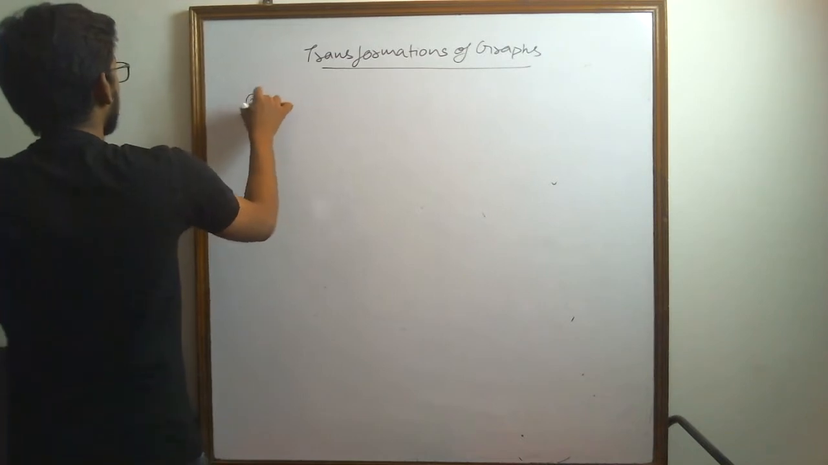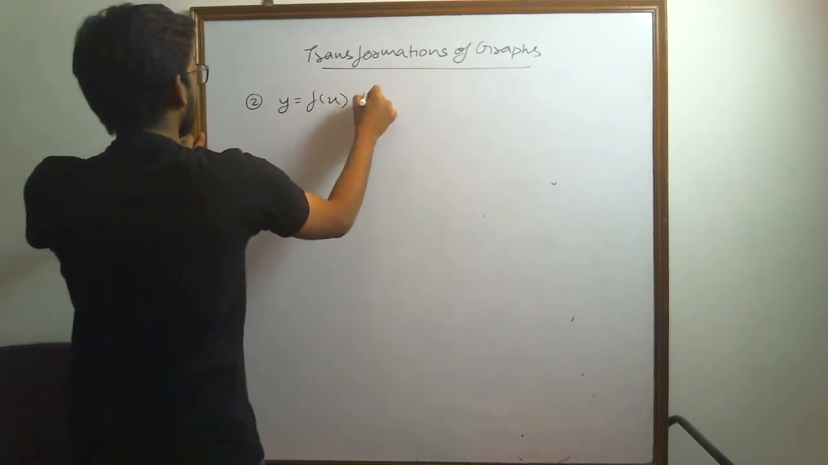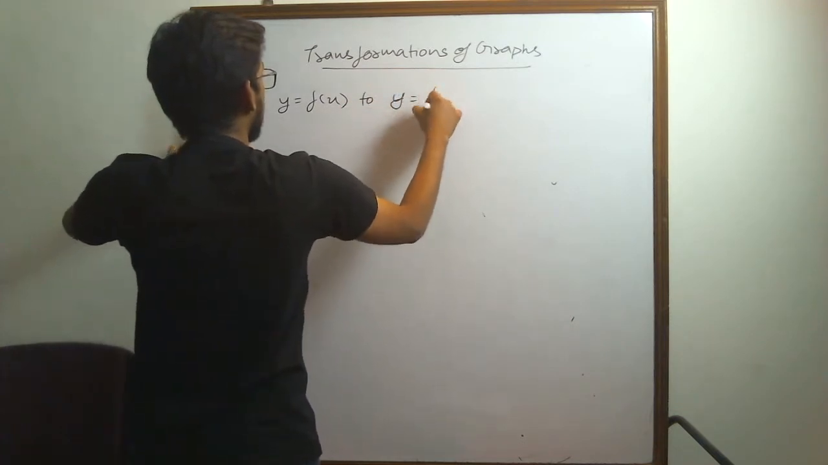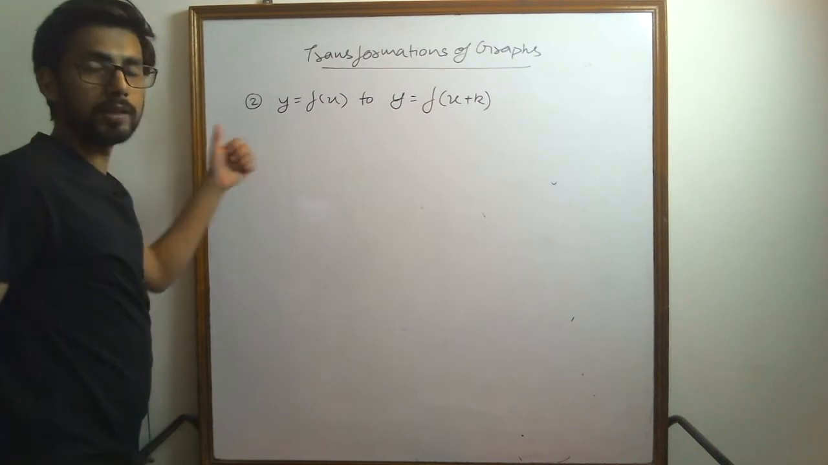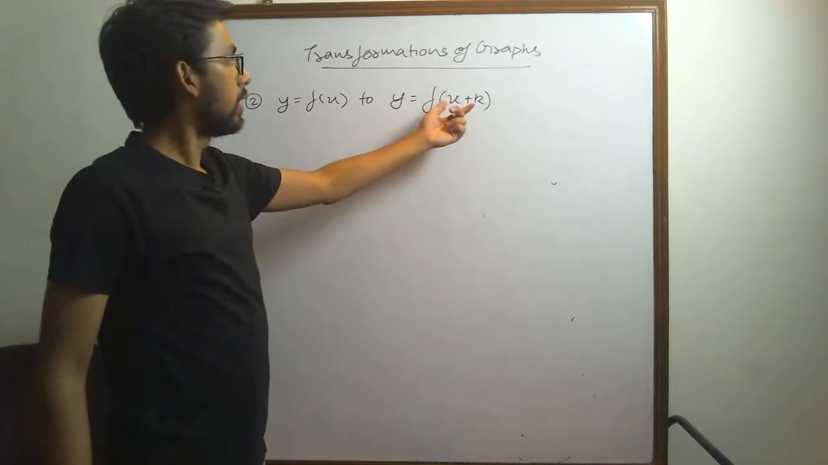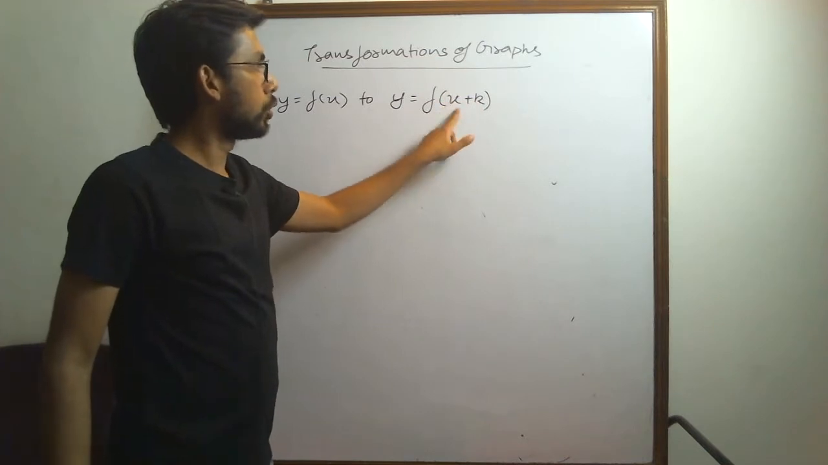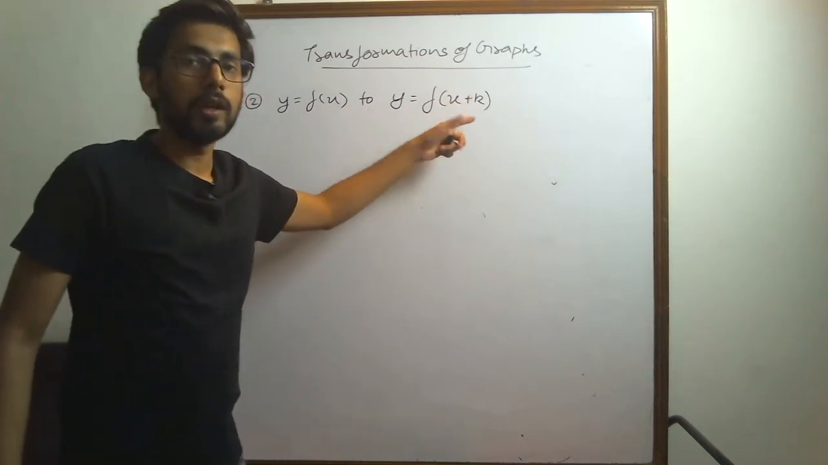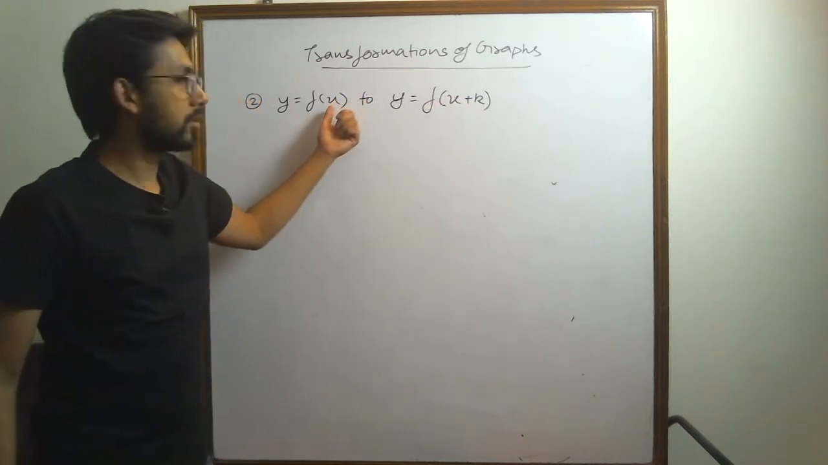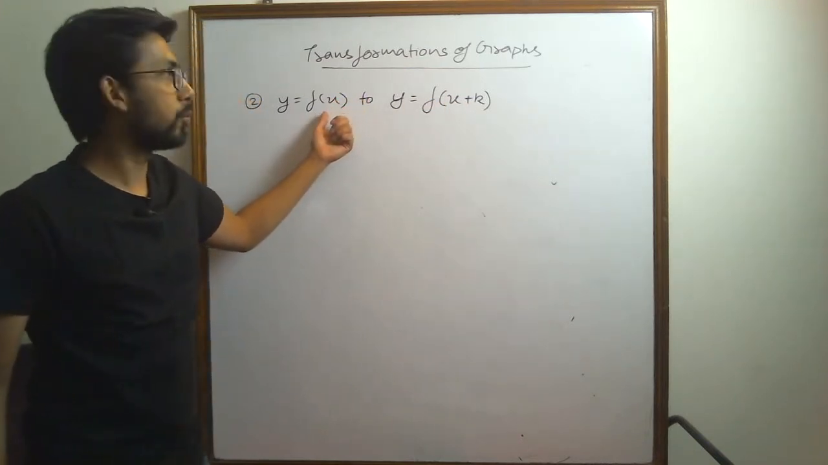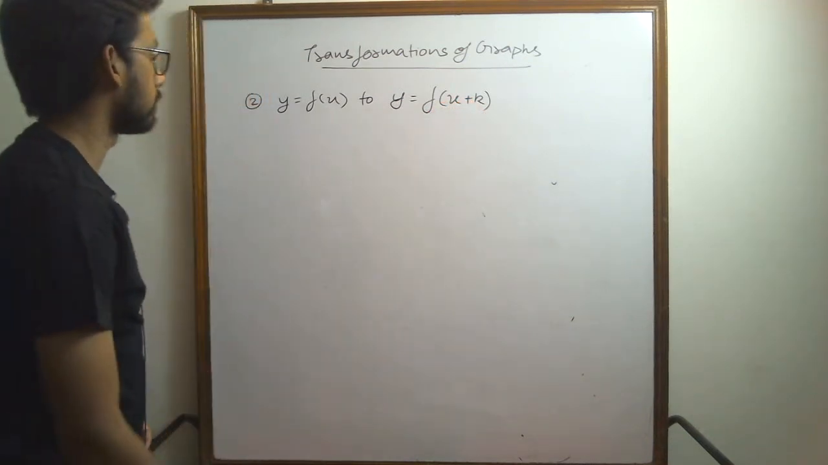The second transformation is y is equal to f of x to y is equal to f of x plus k. So this time the difference is very visible. What we are doing is we are adding the constant k to the variable. So now in this, everywhere the x, the variable x, will be replaced by x plus k in the function.